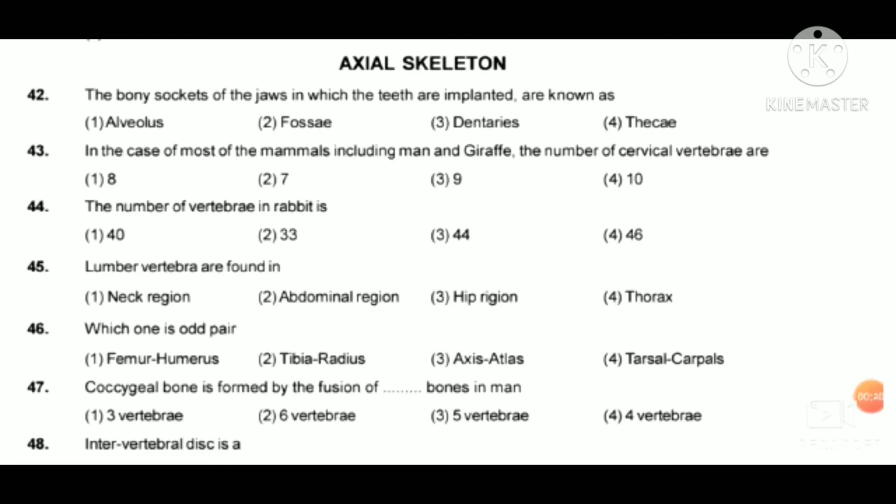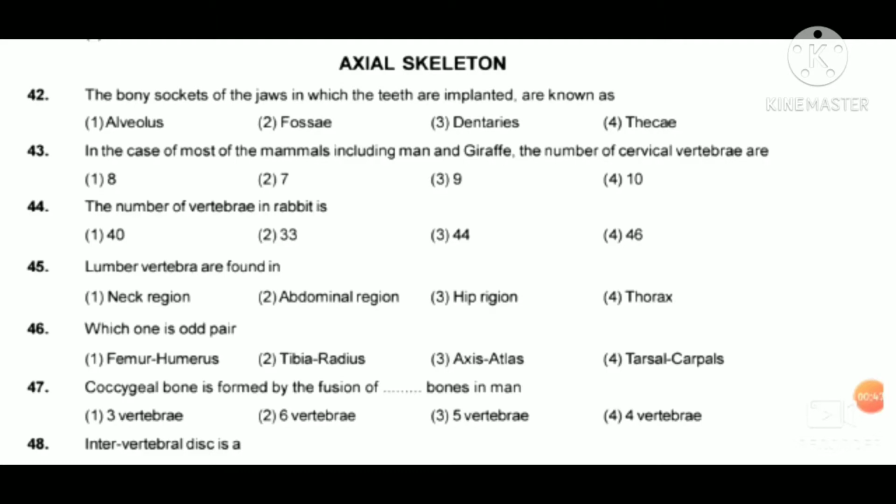The bony socket of the jaws in which teeth are implanted are known as: number 1 alveolus, number 2 fossae, number 3 dentaries, and number 4 thecae. Now alveolus is a thickened ridge of bone that contains tooth sockets, whereas fossae is a shallow depression in a bone, and dentaries are the interior bone of the lower jaw which bear teeth, and thecae are the loose sheaths enclosing the spinal cord. So the answer is option number 1, alveolus.